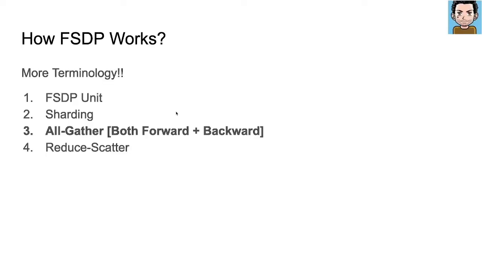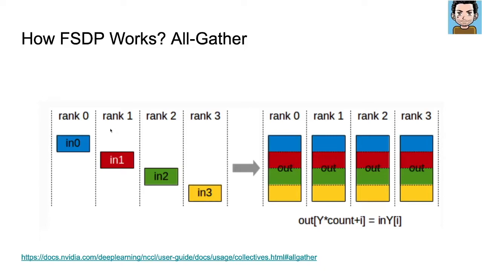Now that we have defined our FSDP units and sharded our model across GPUs, it is time to start the training process. To do so, we will need to use all gather. We will use this operation during both forward and backward passes. So let's dive into it. AllGather is another primitive function provided by NVIDIA NCCL. We call this function when we are working with multiple nodes and each node has part of our data, but we want to gather these data across nodes.